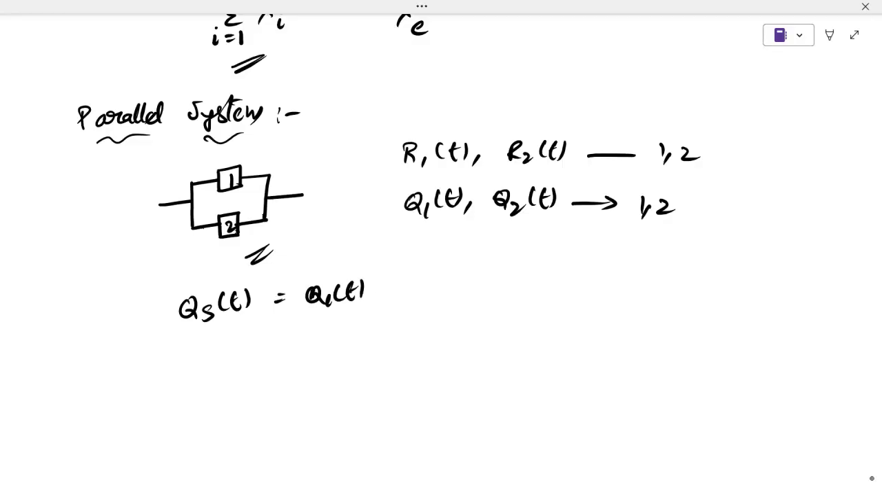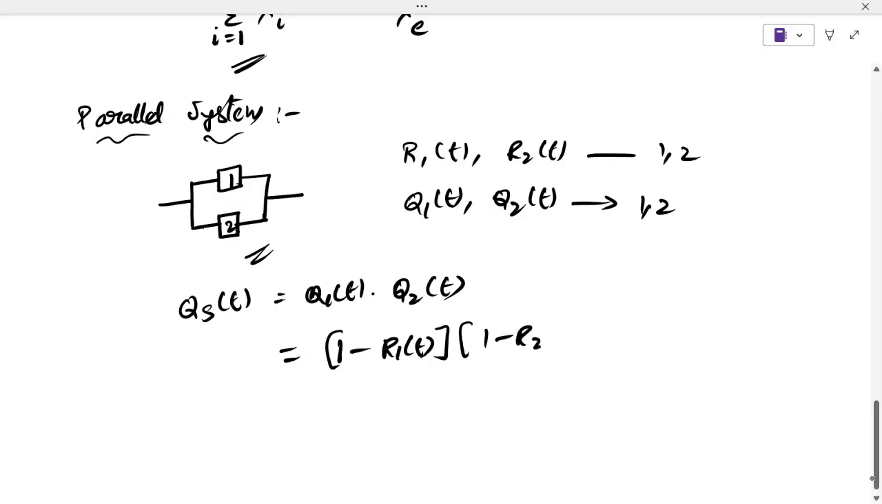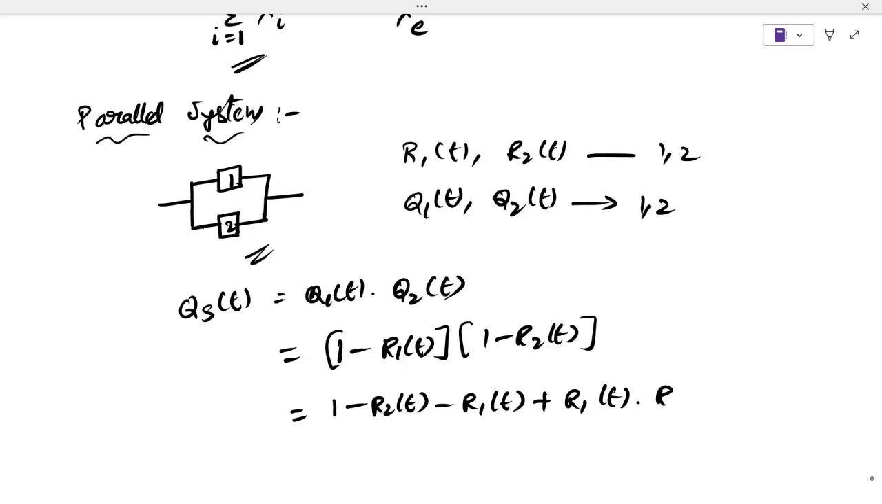Now Q1 of t into Q2 of t. Already we discussed, right? So Q1 of t is 1 minus R1 of t, into 1 minus R2 of t. That is equal to 1 minus R2 of t minus R1 of t plus R1 of t into R2 of t.